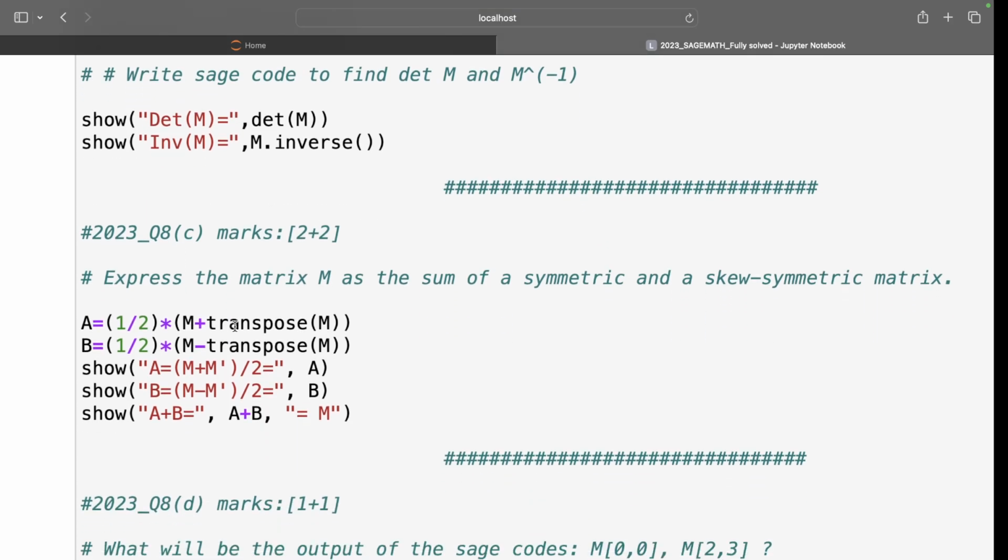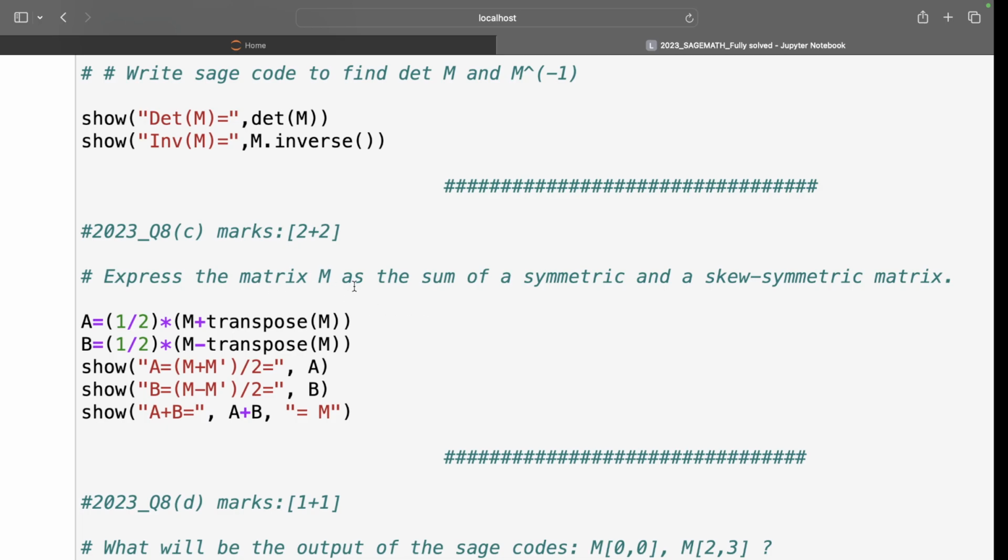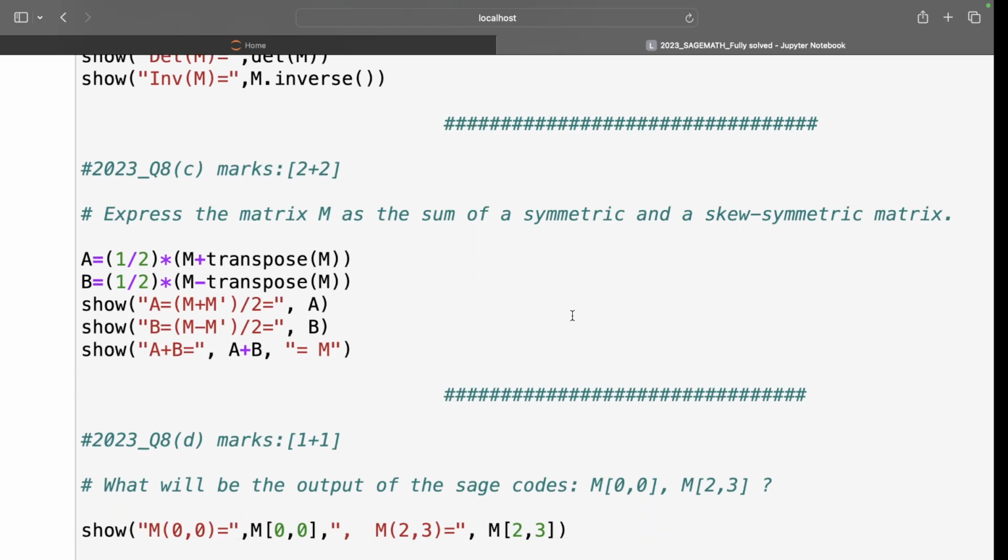Next question, 8c. The matrix M is the sum of a symmetric and a skew-symmetric matrix. So A equal to half of M plus transpose M, and B is half of M minus transpose M. Transpose is the inbuilt function. So A equal to (M plus M dash) by 2, where M dash means the transpose, and B equal to (M minus M dash) by 2. So A plus B is equal to M.